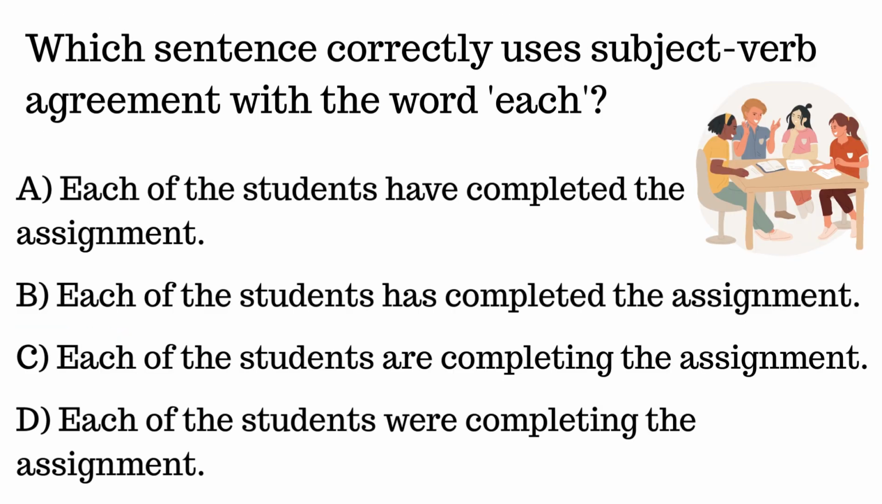Which sentence correctly uses subject-verb agreement with the word each? A. Each of the students have completed the assignment. B. Each of the students has completed the assignment. C. Each of the students are completing the assignment. D. Each of the students were completing the assignment.